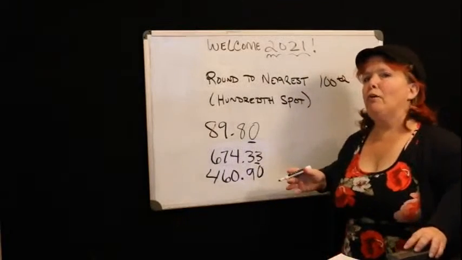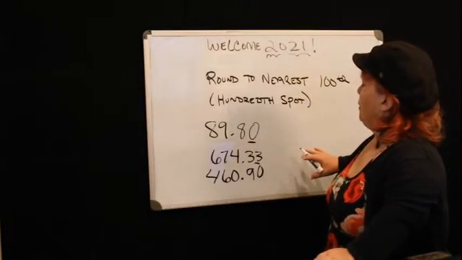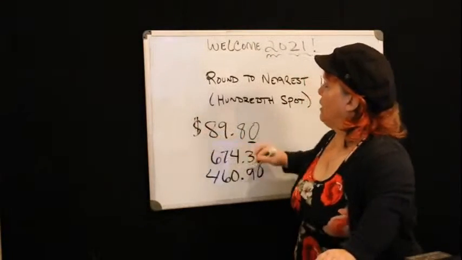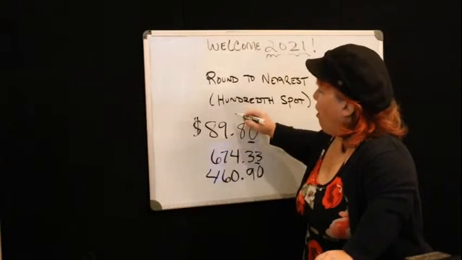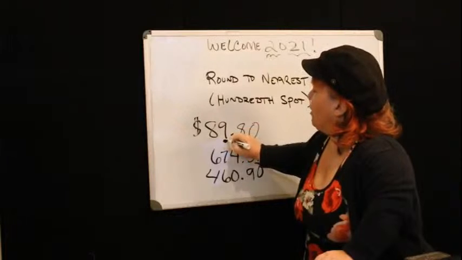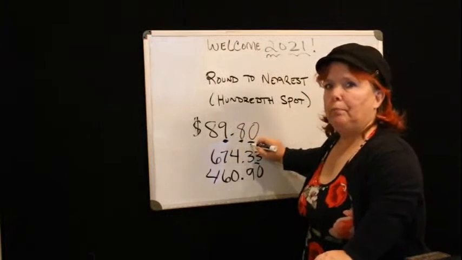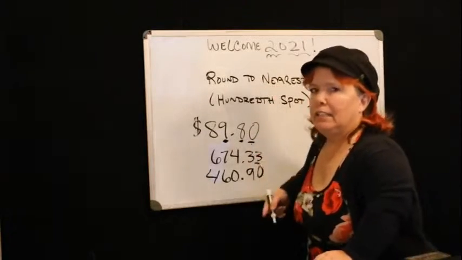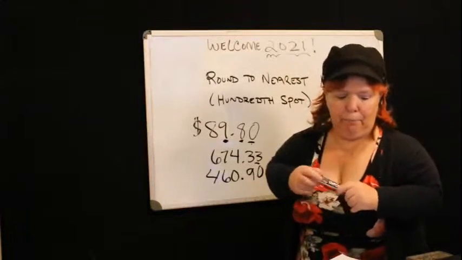Okay? So that's rounding. Anytime you round when it comes to a number, especially when it's money, you want to round to the 100th spot. Because this is the $1 spot, this is the ones column, this is the tenths column, and this is the hundredths column. And we're going to talk about that in a few minutes. Okay? So that's rounding.